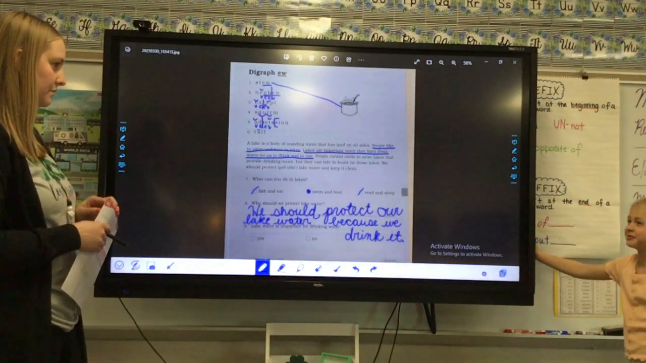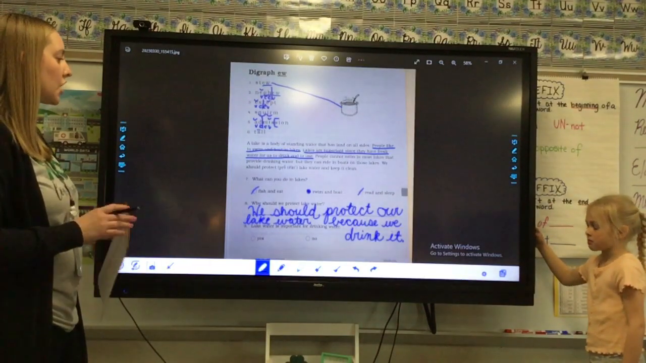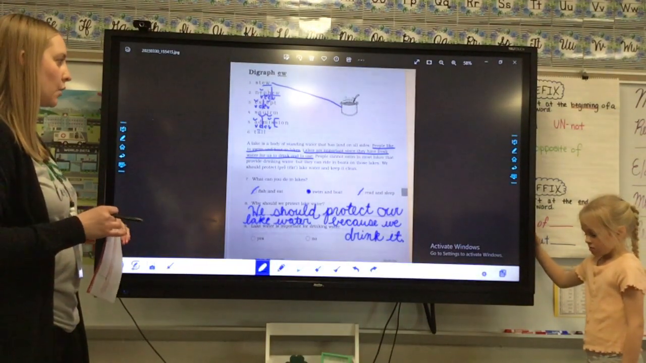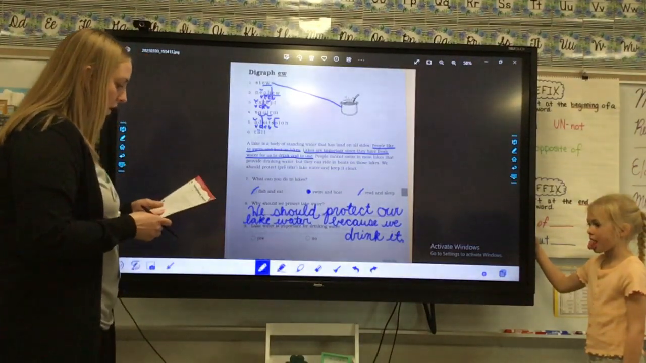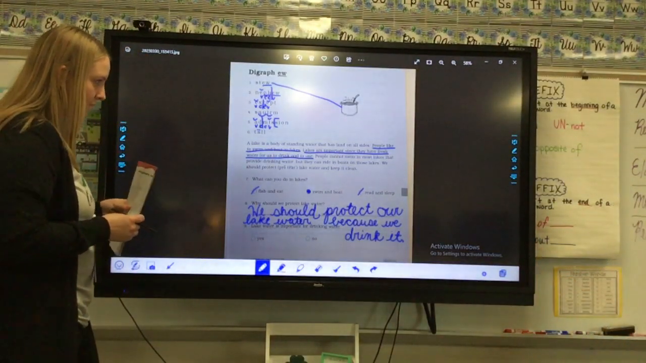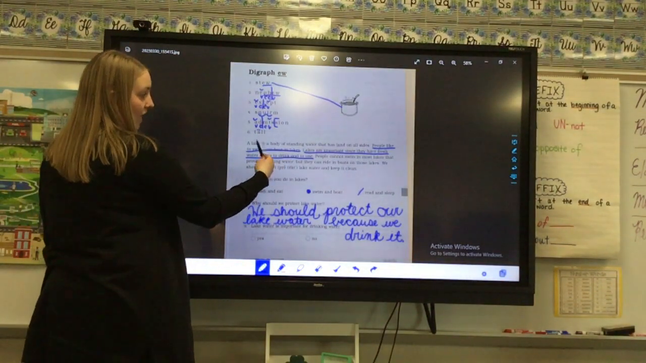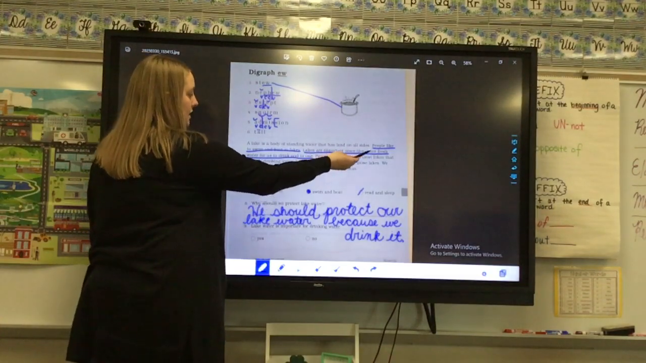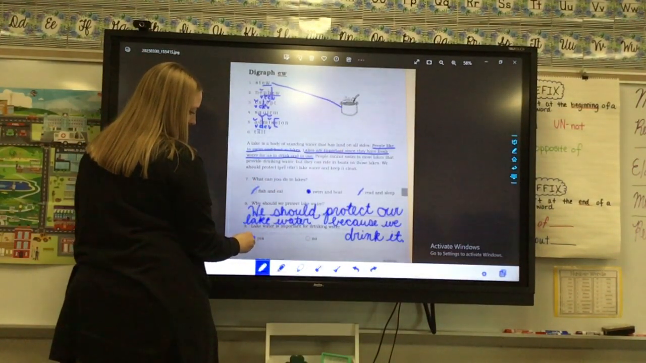All right, number 9. Lake water is important for drinking water. Yes or no? And we already actually underlined it. Lakes are important since they have fresh water for us to drink and use, so it's yes. So go ahead and fill in that bubble.